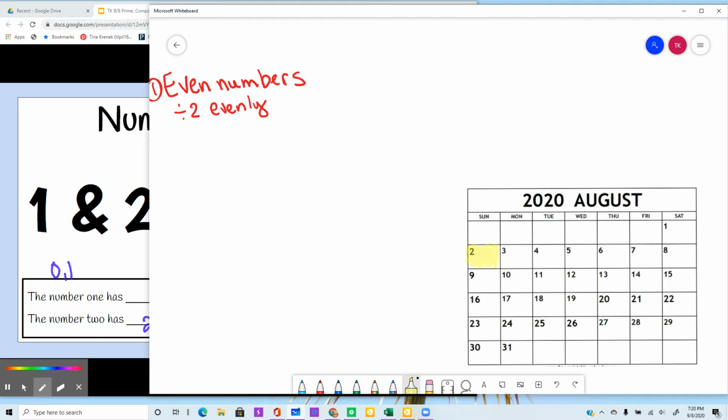And even though it is even, the factors for 2 are 1 times 2. That's it. We just did that in our daily lesson. So even numbers can be divided evenly by 2, are not prime, they are composite.